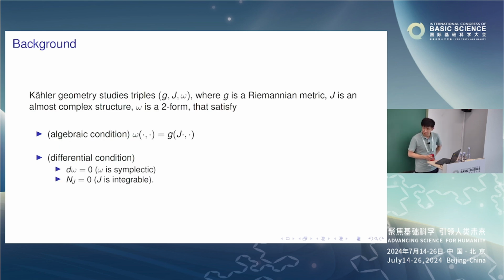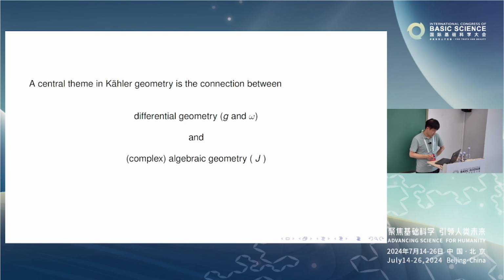Kahler geometry studies triples: a Riemannian metric g, an almost complex structure J, and a two-form omega. They satisfy an algebraic condition and differential conditions. The algebraic condition is a pointwise compatibility between omega, g and J, so any two of them determine the third. The differential conditions are integrability: omega is closed, so it is a symplectic form, and the Nijenhuis tensor is 0, so J defines an integrable complex structure.